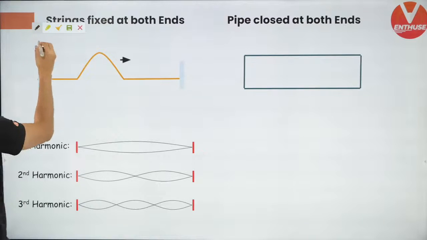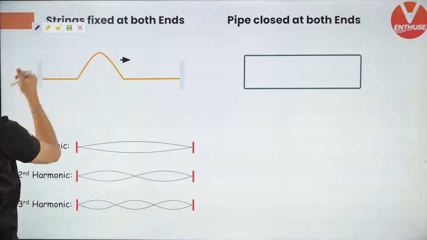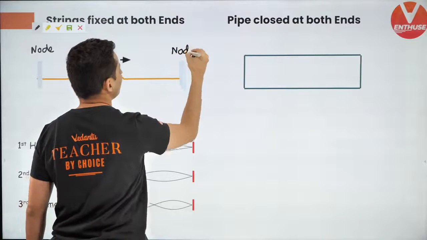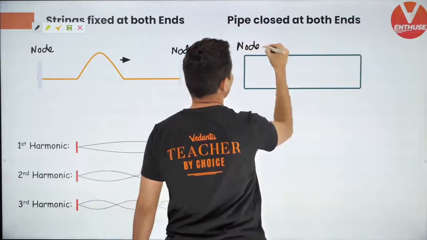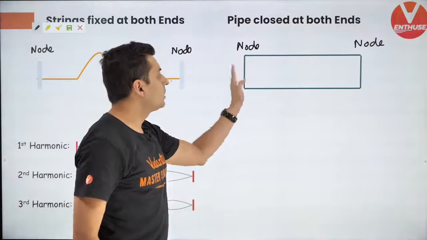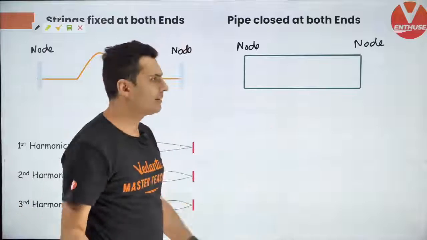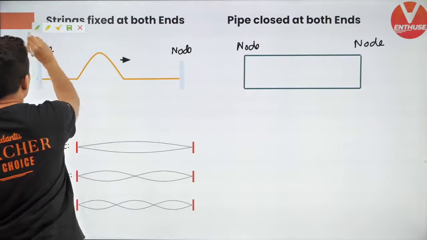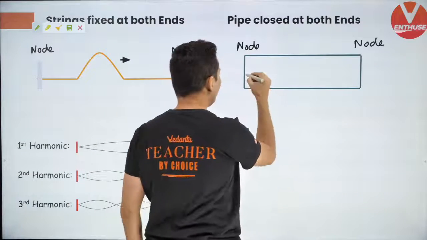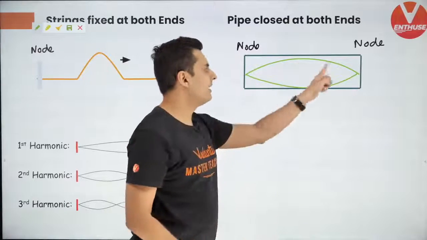So wherever the ends are fixed, this is a fixed kind of a rod, string. So you will have a node here and a node here. Now think about it. If I tell you, you need to create a standing wave with two nodes here, what are the different possibilities? Well, you will whack your brains a little bit, and scratching those brains, you will realize that yes, one possibility is you have a standing wave like this with only one lobe.